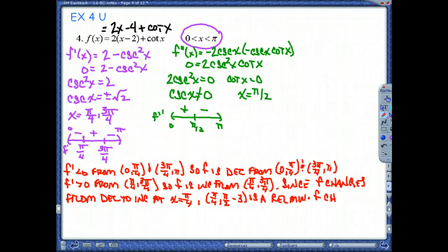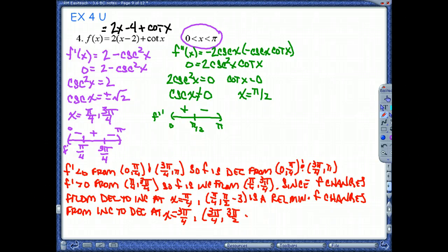F changes from increasing to decreasing at x equals 3 pi over 4. So that means 3 pi over 4, comma, and you plug that into the original, and you'll come up with 3 pi over 2 minus 5. That is a relative max.